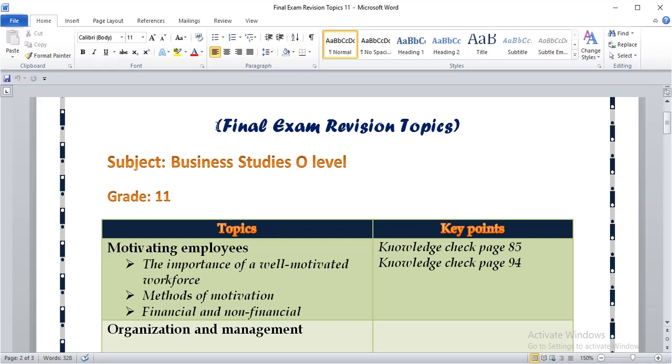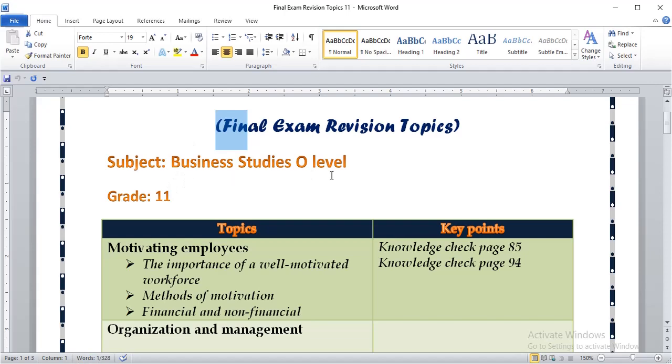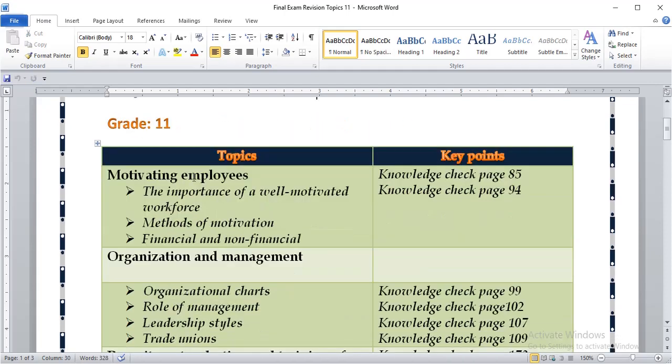As you can see here, these are the final exam revision topics for Grade 11 Business Studies O-Level. In this video, we'll be covering the topics related to motivating employees: the importance of a well-motivated workforce, methods of motivation, financial and non-financial rewards. At the end, we'll cover the knowledge check on page 85 and page 94, which is really important for you to know and to answer accurately.